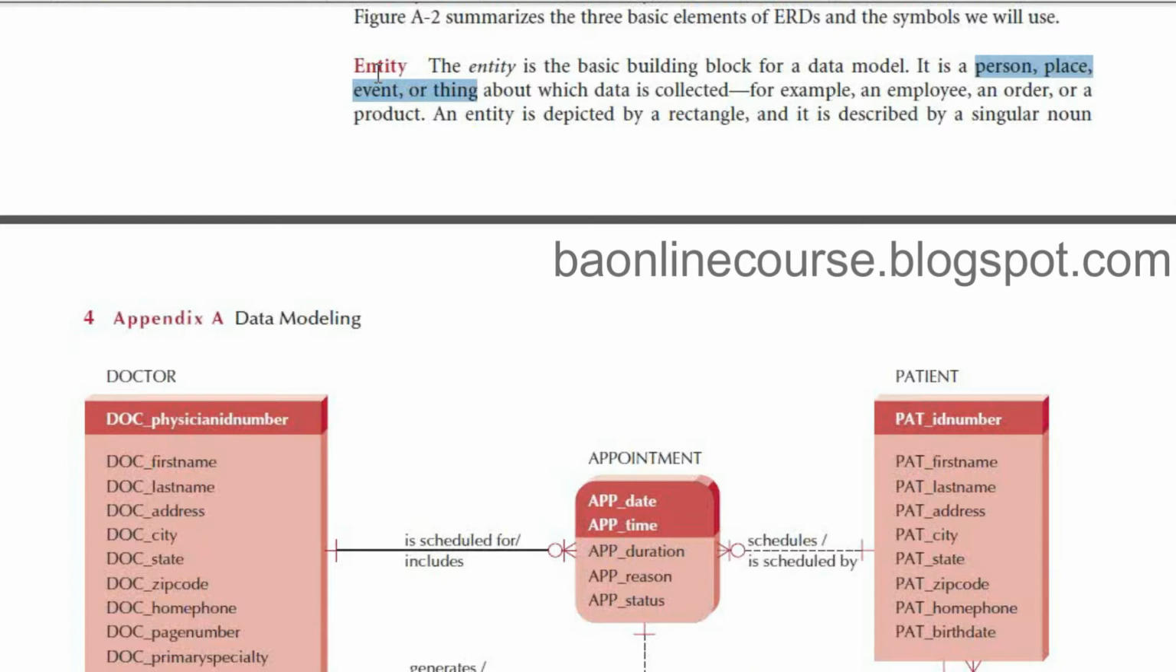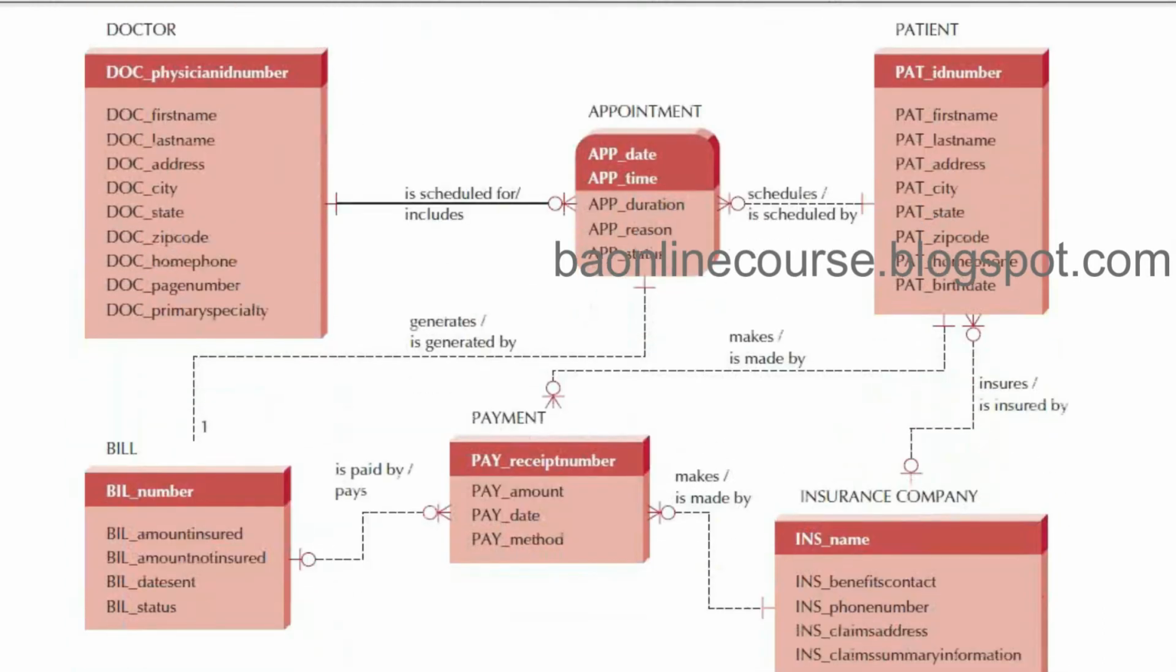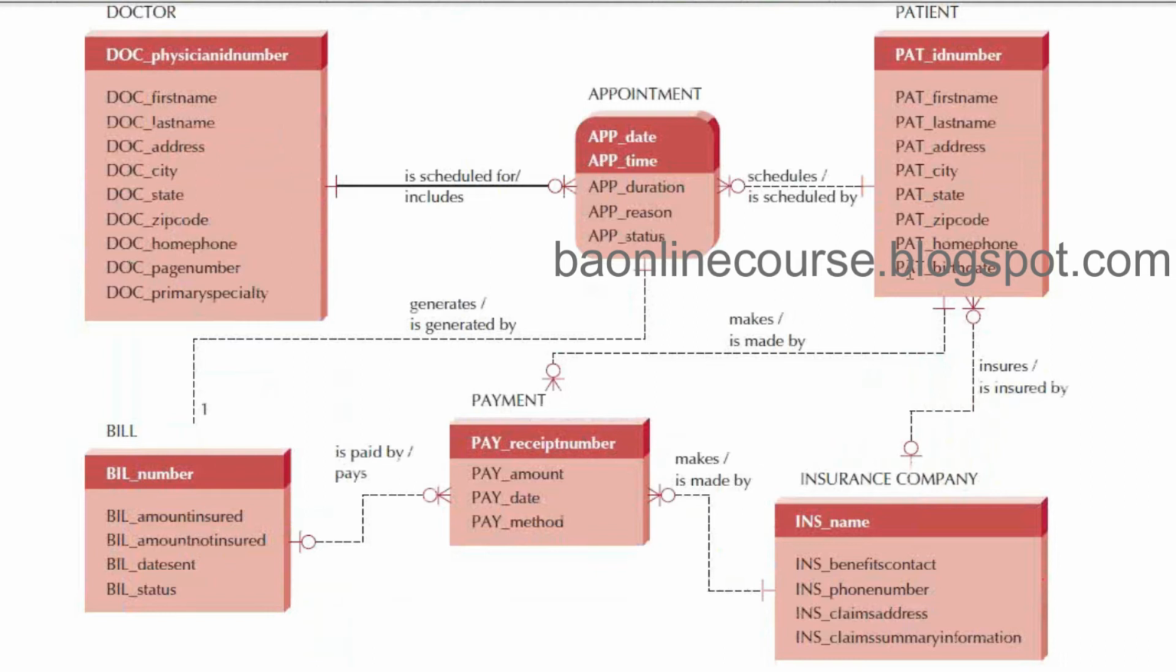So figure out what are all the people about which you need to store information, and the things that you need to store, then each one of them becomes an entity, right? Like in this case, there's a doctor and a patient who are people, then there is an appointment which is an event, there is a bill which is a thing, and the insurance company you can consider as a person or a place, either way we are good with it, right? So you have figured out all those entities.